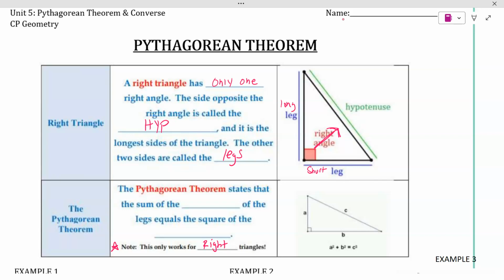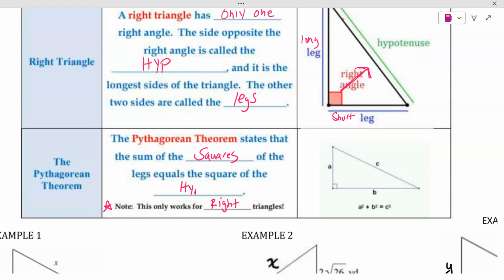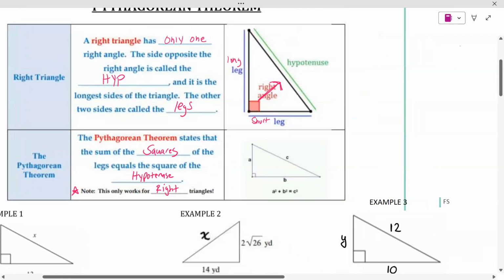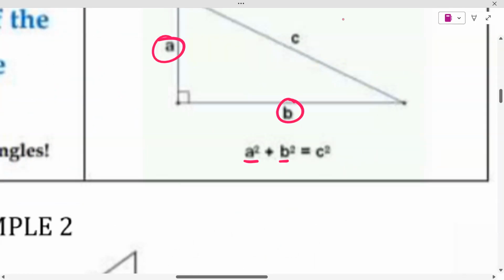So there's the basics. Now, the Pythagorean theorem itself states that the sum of the squares of the legs equals the square of the hypotenuse, which is kind of a fancy way of just saying, hey, if I take the length of A and I square it plus B and I square it, it should equal C squared.